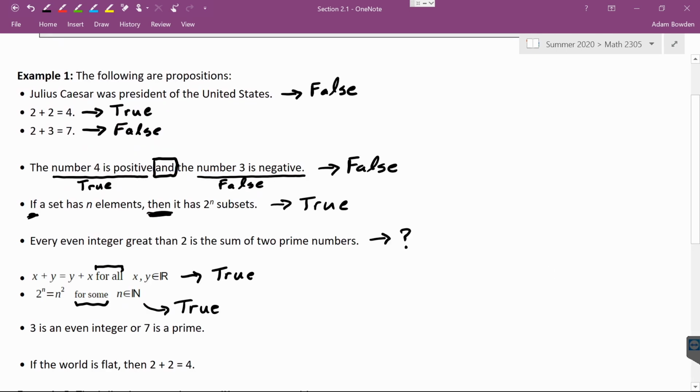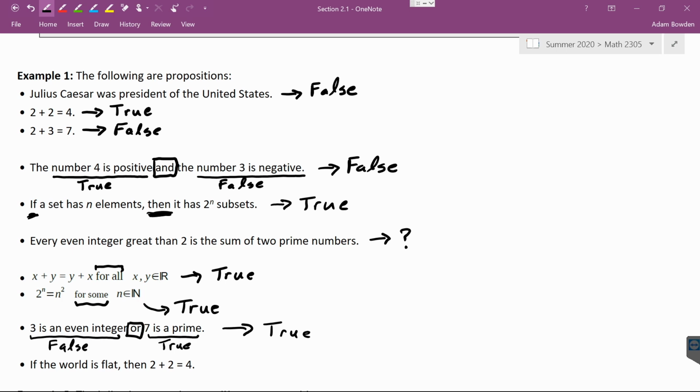The next one below says 3 is an even integer or 7 is a prime number. There's another one I wanted to highlight for the word or in the middle. We have two parts here, and we can say true or false to each. 3 is an even integer? Well, that's false. 7 is a prime, though. Well, that is true. Since this is an or situation, the whole proposition is technically true, because you don't have to have both at the same time like you would with and. Either one is sufficient to make the whole proposition true.